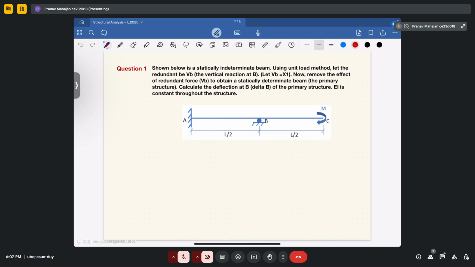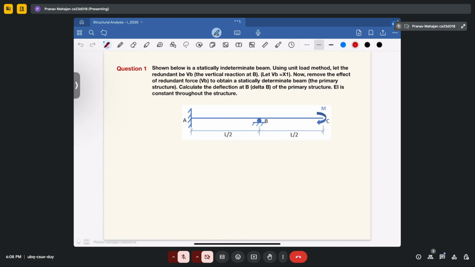Now using unit load method, let the redundant be VB. That means your vertical reaction at B will be VB, and you can express this VB to be equal to H1 because we are interrelating the previous equation that we have covered in the last two questions of the previous week. Now you have to remove the effect of redundant force and obtain statically determinate beam, and then calculate the deflection at B of the primary structure. Okay, so this is the first step, or you can say second step after calculation of static indeterminacy.